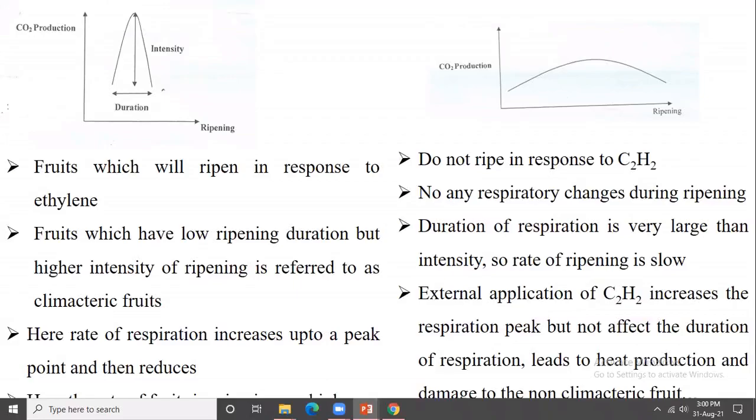During fruit ripening, the fruits synthesize some ethylene. That ethylene induces the production of some enzymes. Those enzymes induce the degradation of some fruit parts, and that's why CO2 is released. When ethylene is high, enzyme production is high, so CO2 production is also high. Here there is no ethylene, so no enzymes are produced, and there are no respiratory changes during ripening.